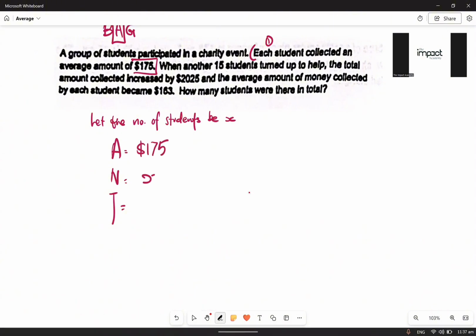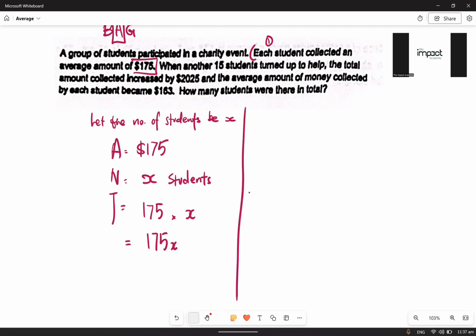My number of students is X. X students. And my total will then be 175 times X. Why is it that I'm multiplying by X? Because to find the total, I just have to do average times number. So once this part is done, I will get 175x as my total amount that is collected. Okay, so that's the first part that you need to work on.